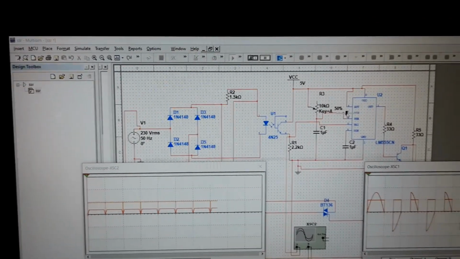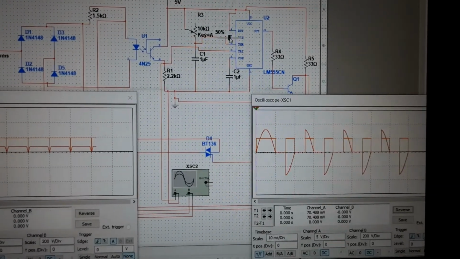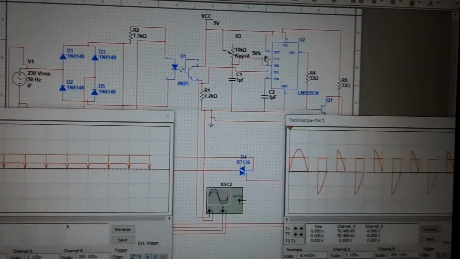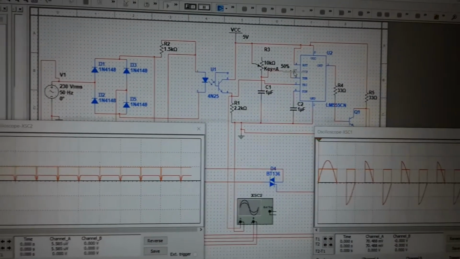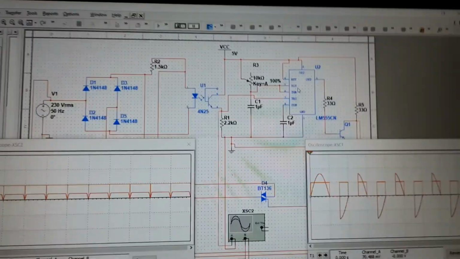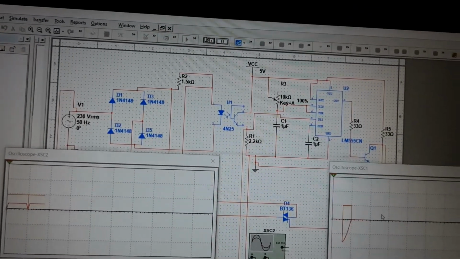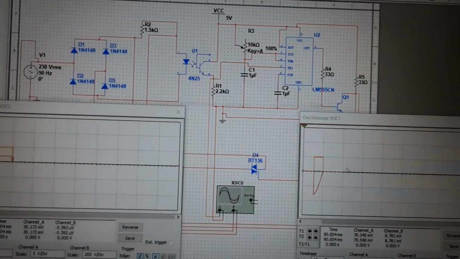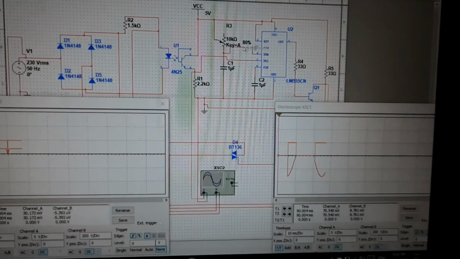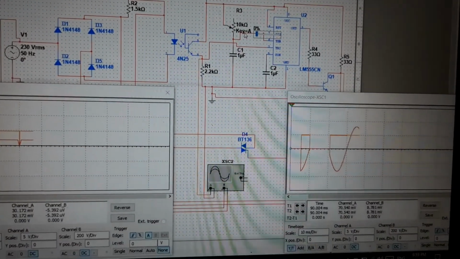Currently it is at 50%, so the triac is exactly being fired when the half cycle reaches its 50% value. Now I will make it 100%, so no power will be delivered. See, from the next half cycle nothing is going to be delivered. And if I make it 0%, then the whole AC cycle will be across the load.